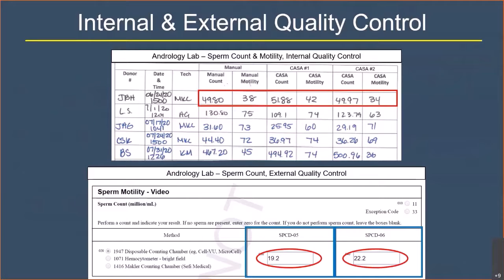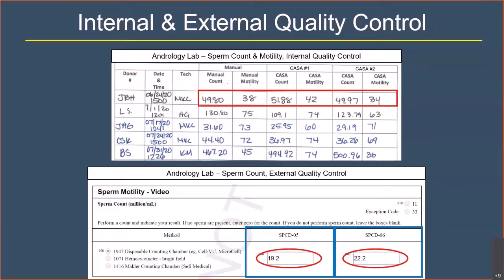The internal and external quality control associated with this test is mainly to be reporting accurate sperm count and motility. The red text box in the first illustration shows a normal sample which is examined, and manual count and motility is performed, as well as the CASA count and motility is performed on the same sample, and there is good correlation between the manual values and the CASA values, establishing internal quality control.